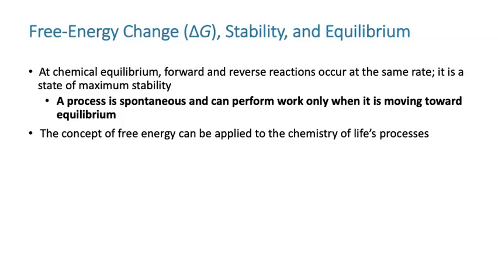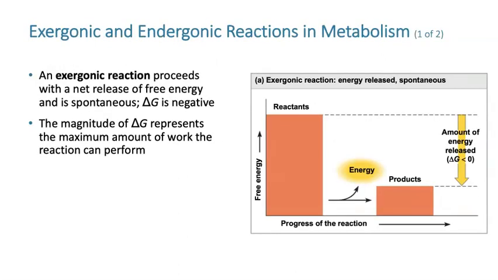So it's a process, it's spontaneous, and it can perform work only when it's moving towards equilibrium. Once a system is at equilibrium, you really can't do any work anymore. This can be applied to chemistry, can be applied to lots of things, but we're going to really focus on the biological aspects of this, including concepts of exergonic and endergonic reactions.